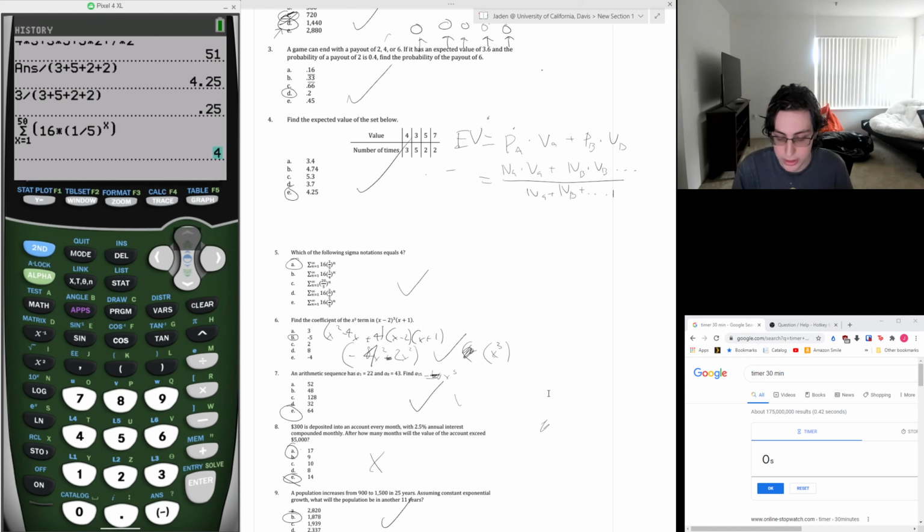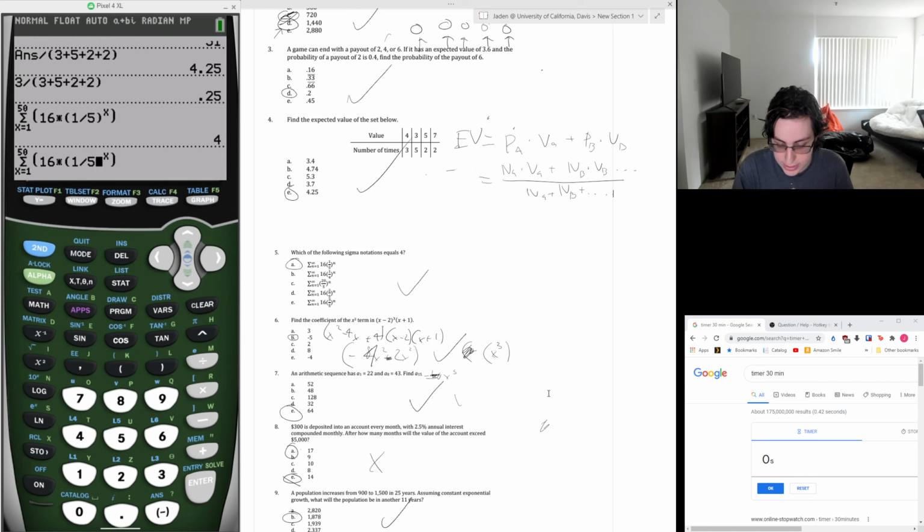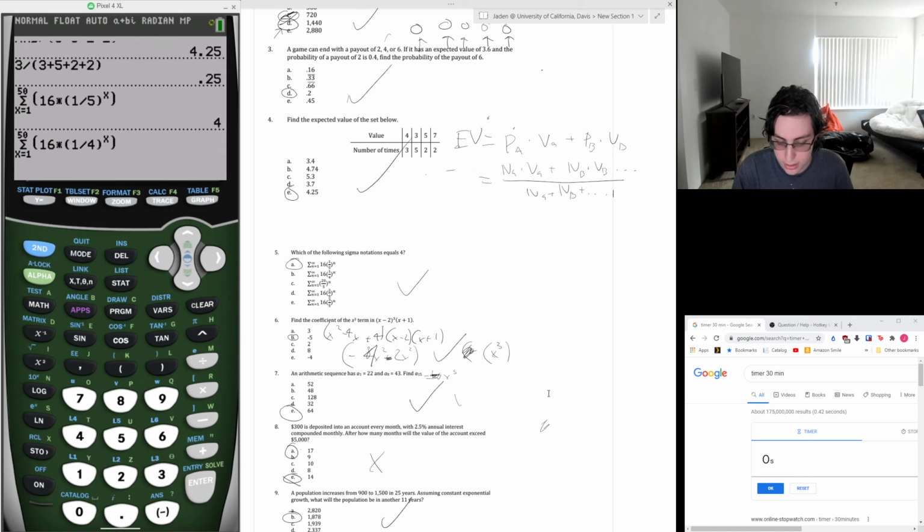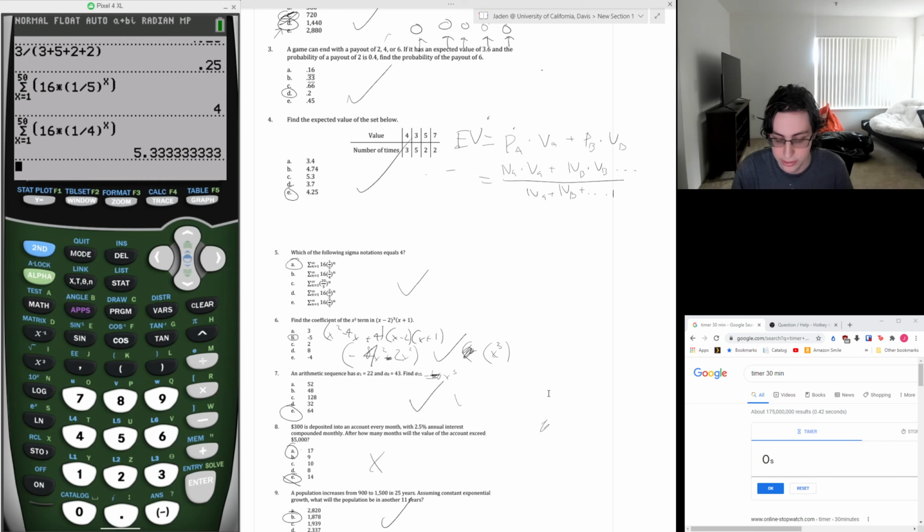If we try out all the other ones, we get 16 times 1/4 to the n. That gives us 5.33. That's clearly not it.